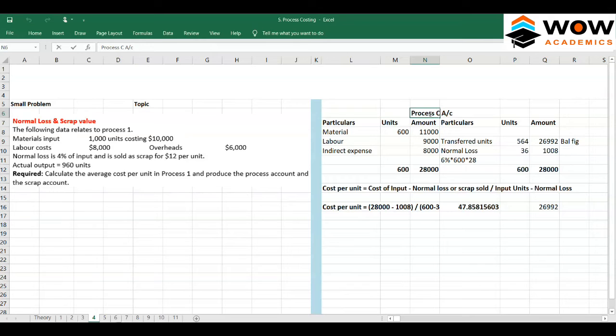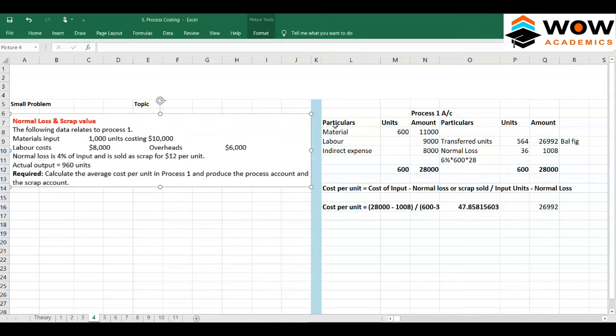So this sum has process 1. So we'll start. The following data relates to process 1. Material input is 1000 units of 10,000 rupees. Labor is 8,000. Overhead is 6,000. Normal loss is 4% and it is sold at 12 rupees per unit. And it has an actual output of 960 units.